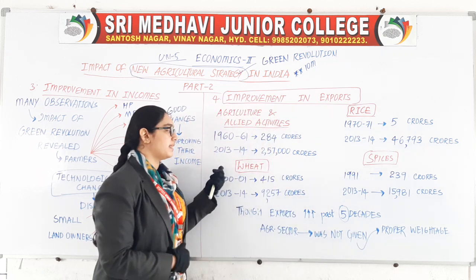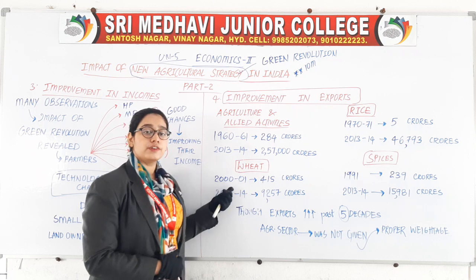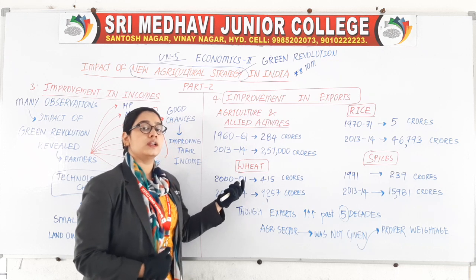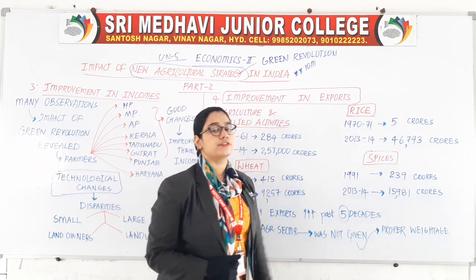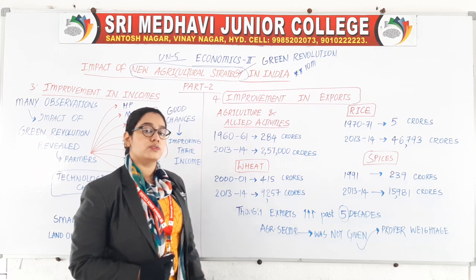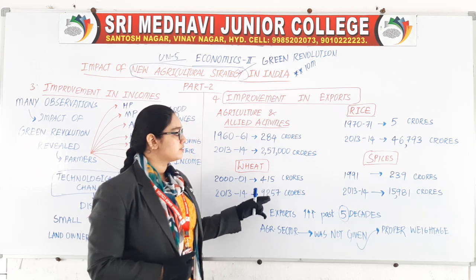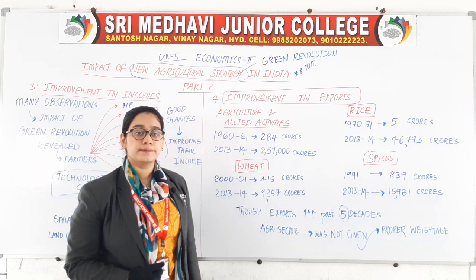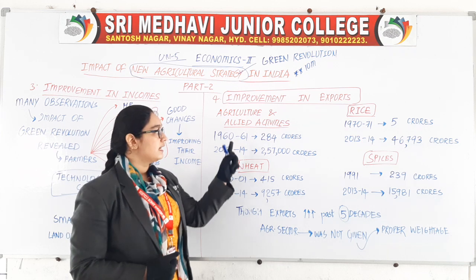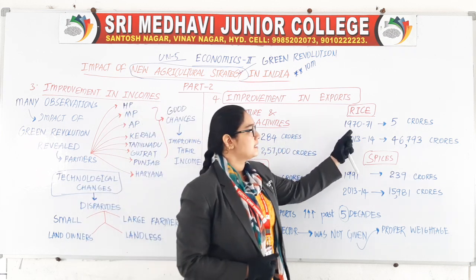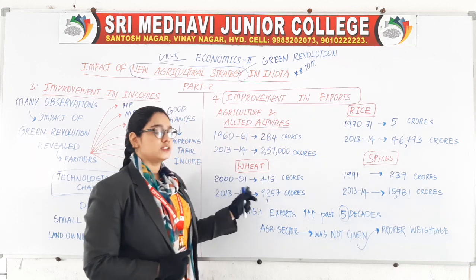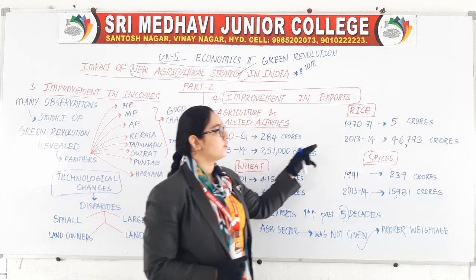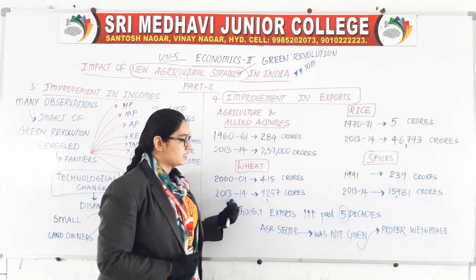Then coming to the next crop, that is wheat. The contribution of wheat to exports during 2000 to 2001 was 415 crores. It has increased to 9,257 crores during the year 2013 to 14. Don't get confused. It is 1960 to 61, 1970 to 71, 2000 to 2001. Then the second years are almost the same: 2013 to 14, 13 to 14 and 13 to 14.